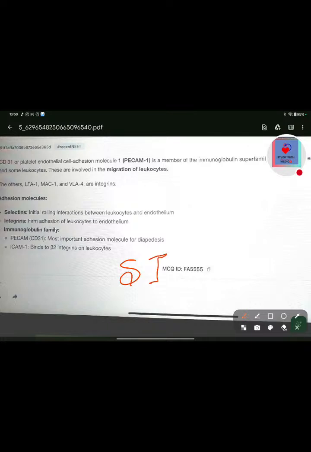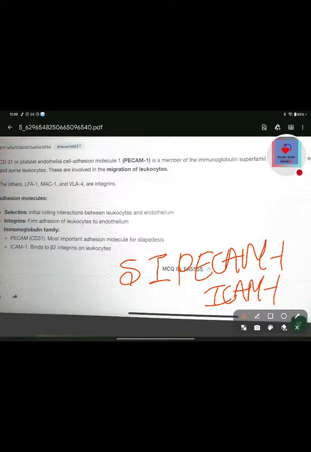Selectins, integrins, and immunoglobulin families like PECAM-1 and ICAM-1. ICAM will bind to the integrins on the leukocytes, the beta 2 integrins on the leukocyte. Selectins cause rolling.